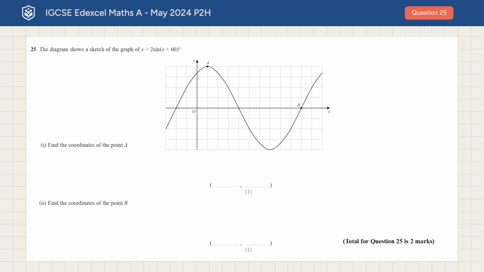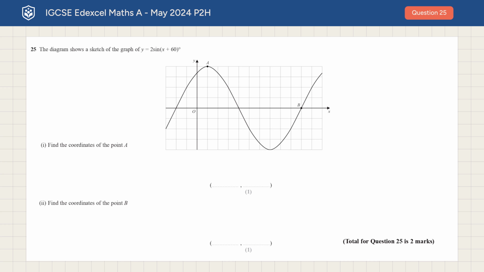First, let's identify how the standard sine wave has been transformed. The number 2 multiplying the sine function stretches the graph vertically. This means the amplitude is now 2, the peaks reach up to y equals 2, and the troughs drop to negative 2. The plus 60 inside the bracket shifts the entire graph 60 degrees to the left along the x-axis.